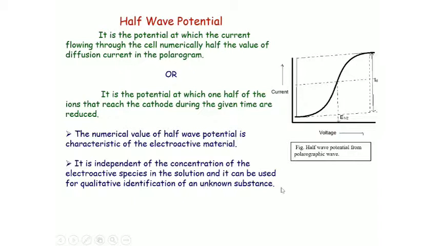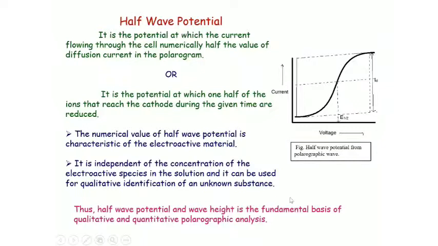Half wave potential means what? It is the potential at which the current flowing through the cell is exactly half of the value of the diffusion current. The half wave potential is useful for qualitative analysis. Thus, the half wave potential and the wave height, which indicates the diffusion current, are the fundamental basis of qualitative and quantitative polarography analysis.